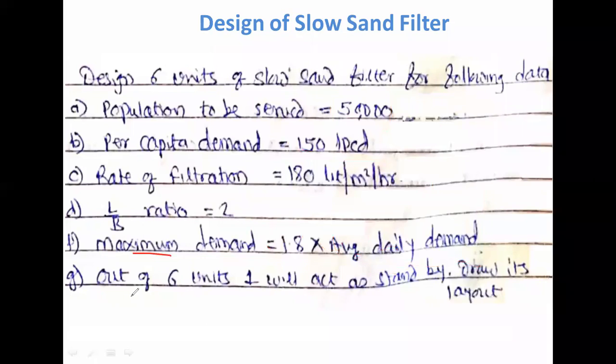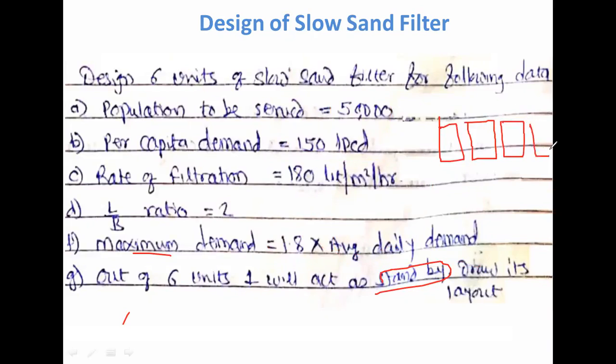Next, out of 6 units, one will act as a standby, and draw its layout. So there are a total of 6 units we have to design, and out of those 6 units, 1 unit is kept as a standby. Means whenever there is maintenance, there will be continuous working of any 5 filters, and 1 is kept as an additional standby. It will not be under continuous working condition.